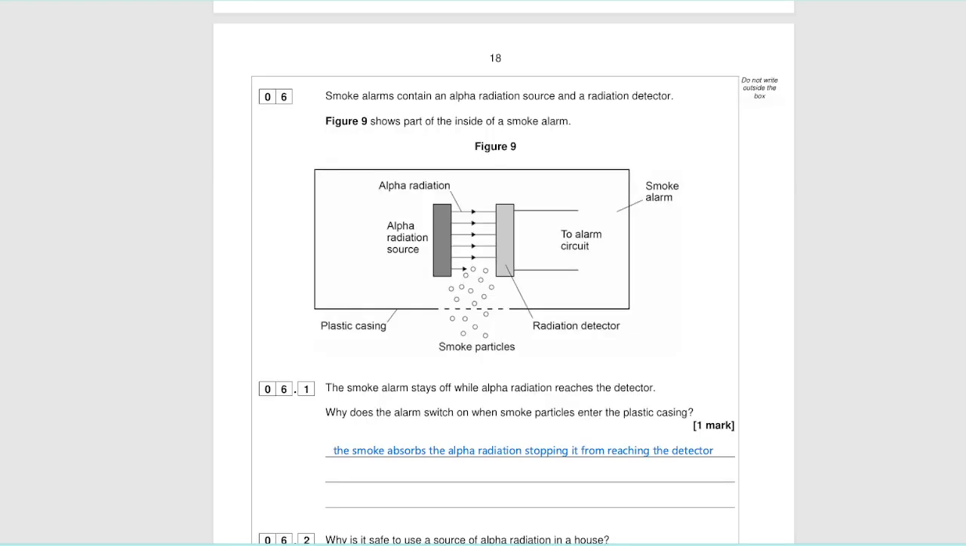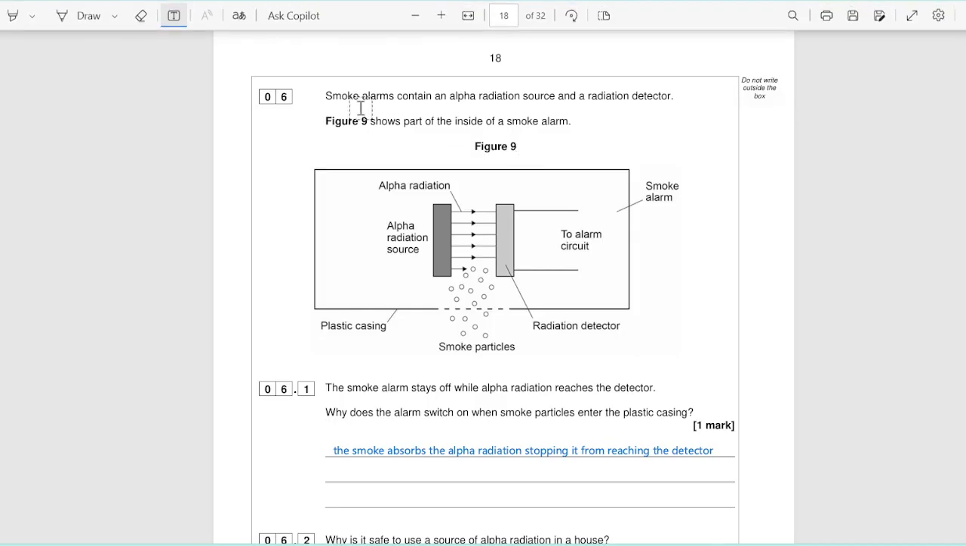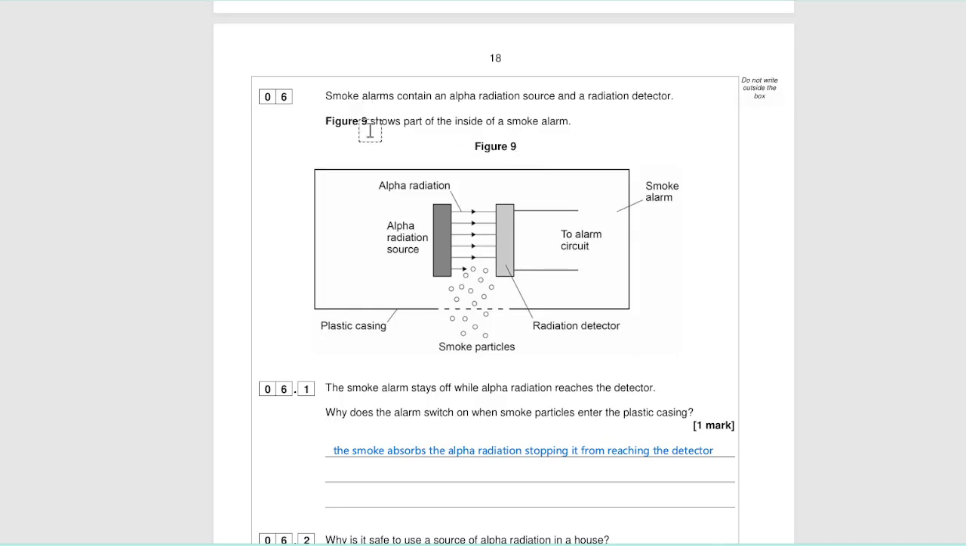Moving on to question 6. Smoke alarms contain an alpha radiation source and a radiation detector. Figure 9 shows part of the inside of a smoke alarm. The smoke alarm stays off while alpha radiation reaches the detector. Why does the alarm switch on when smoke particles enter the plastic casing?